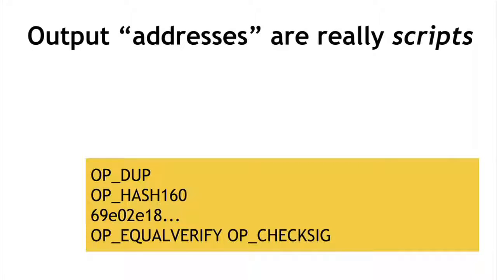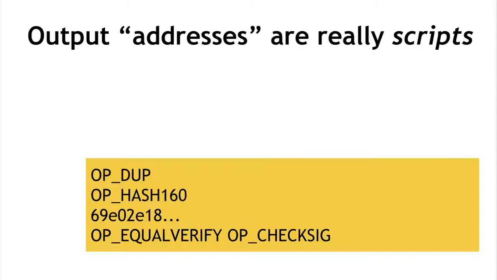Okay, so to understand scripts, I think the easiest way is by an example. And we'll take as an example the most common script in Bitcoin, which is to redeem a previous transaction by signing with the correct public key. So this is what the output address would look like in that case. The output address is really a script. And in this case, the script is going to have 4 instructions.